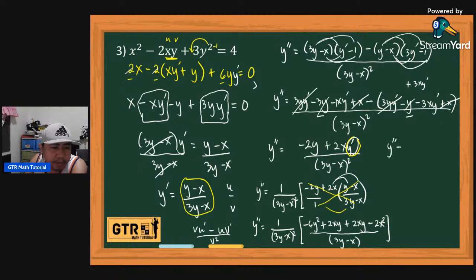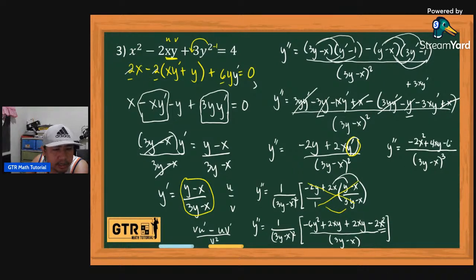So y double prime is equal to, the denominator will become 3y minus x squared and then 1, so that is cubed. Then combine like terms. In the original given, we have x squared minus 2xy plus 3y squared. So we put negative 2x squared in front, and then we have xy, plus 2xy plus 2xy, so that is plus 4xy. And then minus 6y squared.